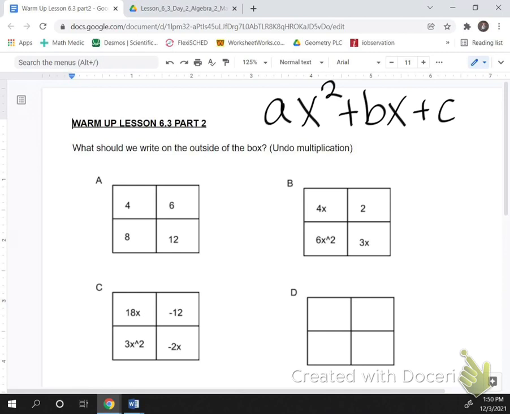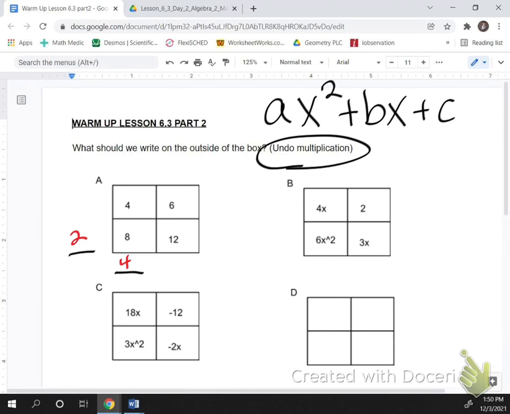Okay, so we're going to start with box A. There's no variables, there's just numbers. And remember, we're undoing multiplication. So what two things multiply to be 8? 2 and 4. But which side should I put the 4 so that it works in the rest of the box? The bottom one. Do we see that? 4 here, 2 here. We have to make it work for the whole box. So then what will go on that side?